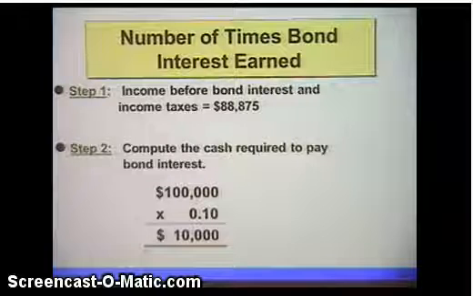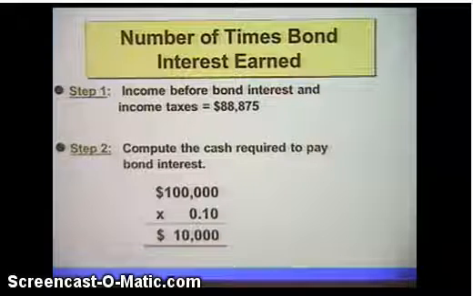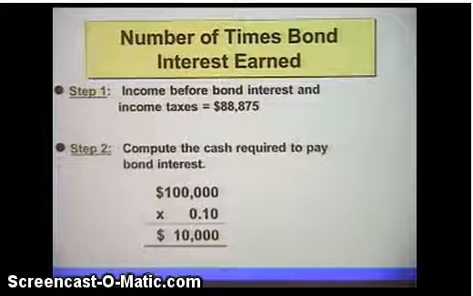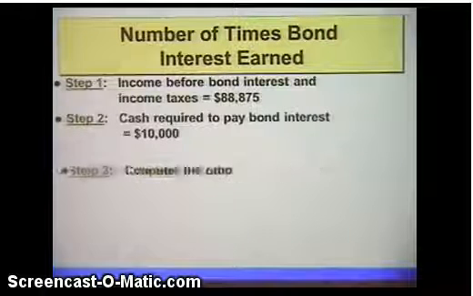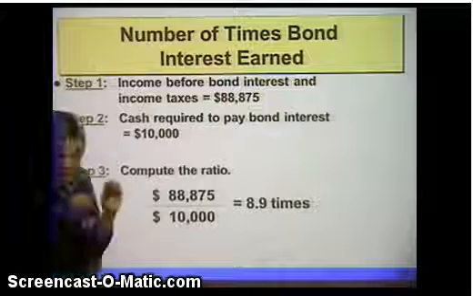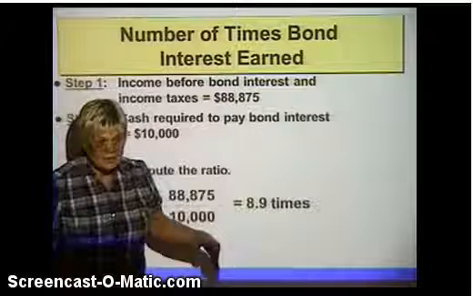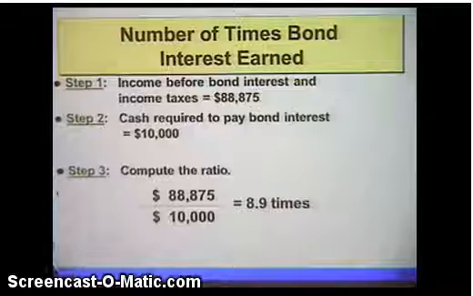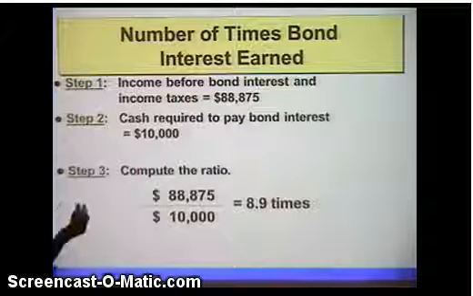How much cash is required if we have a 10% payout rate? We need $10,000 available to pay our bond interest. The bond was $100,000, so we're going to need $10,000. So if we look at it, we earned enough money to pay our bond interest 39 times. So we're okay, right? We have to pay our bond interest, and that's what people investing in your bond want to know.